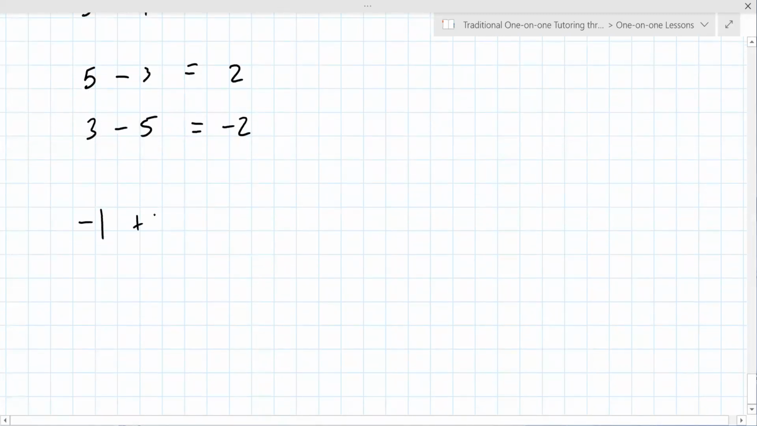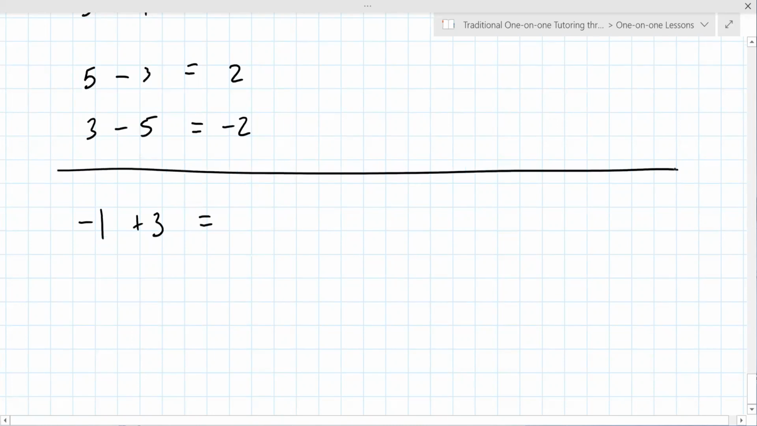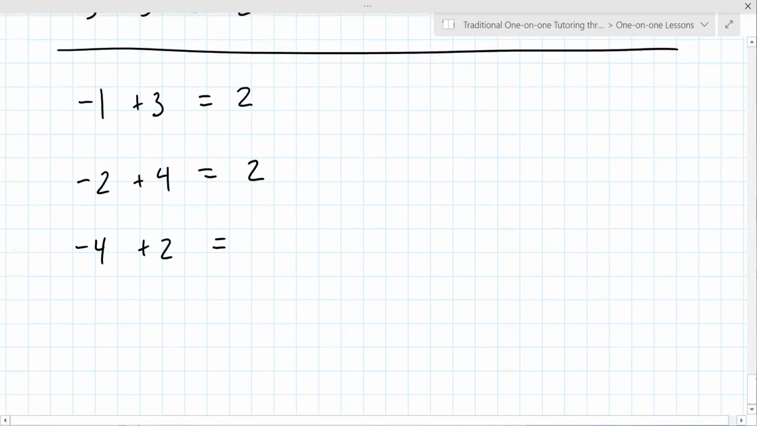What is minus 1 plus 3? It's 2. You can look at which one's bigger, which one's further from 0. Okay, let's keep going. What is -2 plus 4? 2. Okay, what is -4 plus 2? -2.